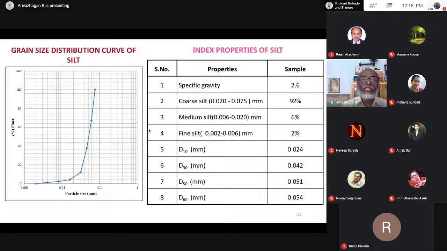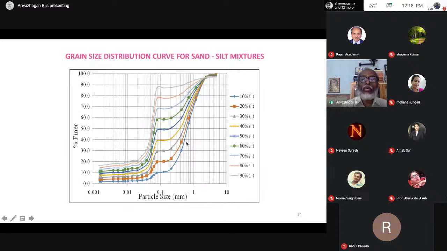See here, that's the grain size distribution curve of the silt. The particle less than 75 micron, that is 0.075 mm, is called silt. In that, 92% is coarse silt, and only 6% is the finer fraction. Therefore, the silt is coarse silt dominant. The D10, D30, D50, D60 calculated from the grain size distribution curves are tabulated here. So it's a very good representation of the 11 samples.